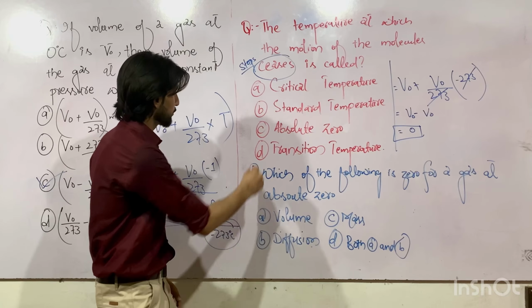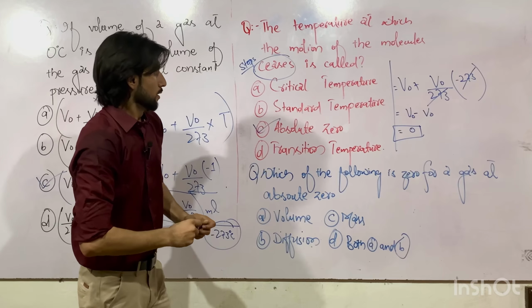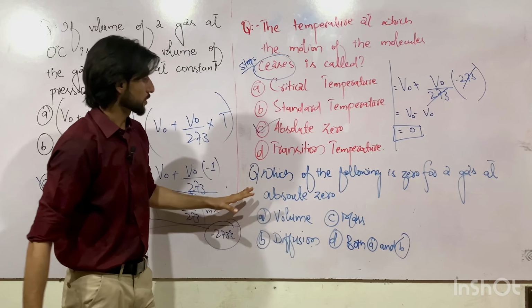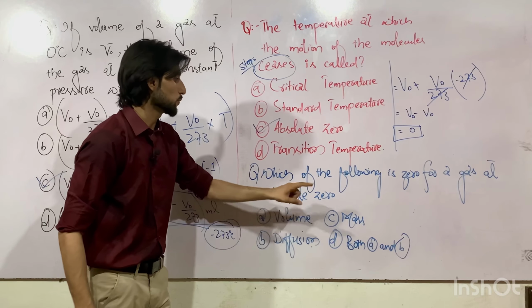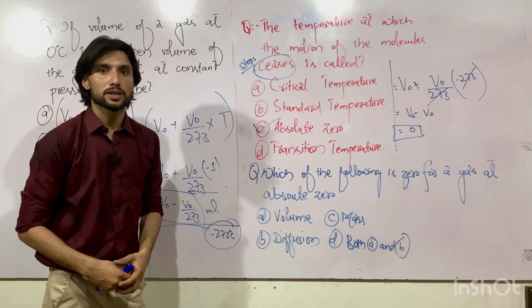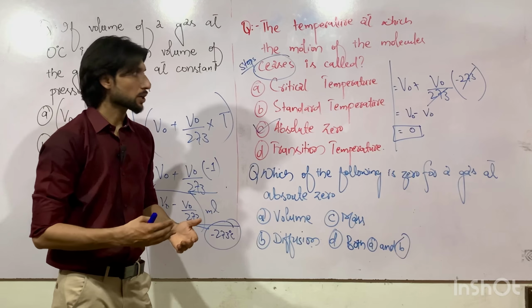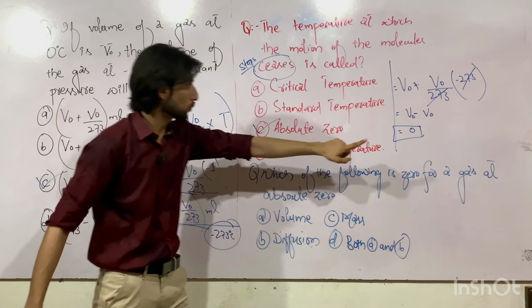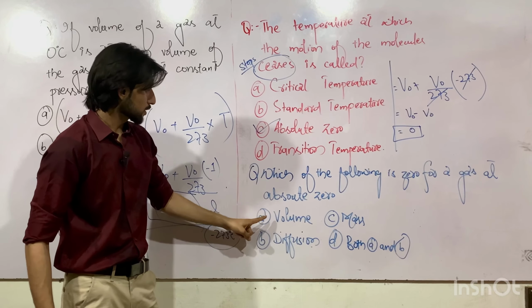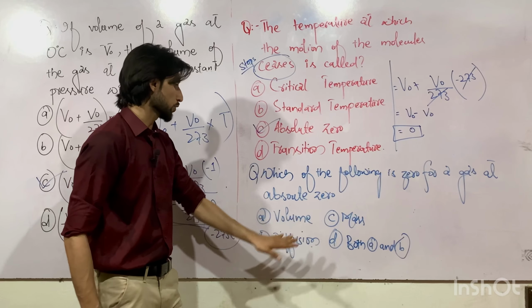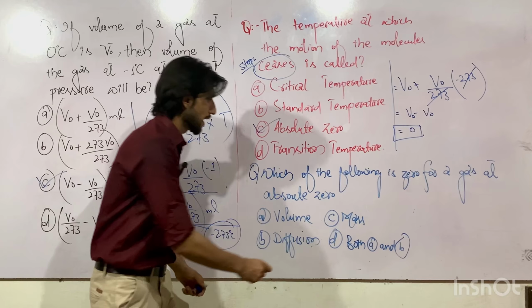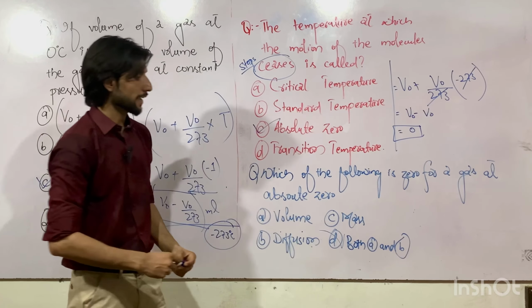So the third question is, which of the following is zero for a gas at absolute zero? Because it is motionless and its volume is zero, its volume will be zero and its diffusion would also be zero because it is motionless. So our answer is both A and B.